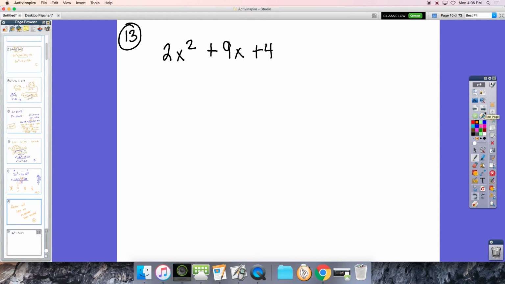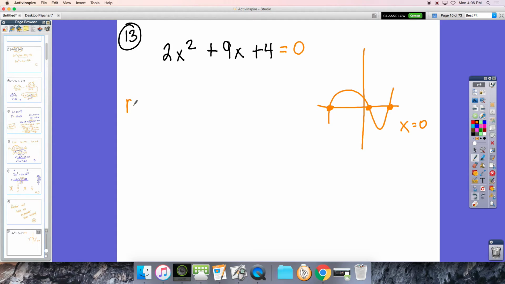Number 13 says to find all of the zeros of the function. What that means is if you have a graph, your zeros are where your graph crosses the x-axis, or where x is equal to 0. So if you're finding the zeros, you want to figure out where your equation will equal 0. If you type this into the calculator and fill in your choices, it should tell you.